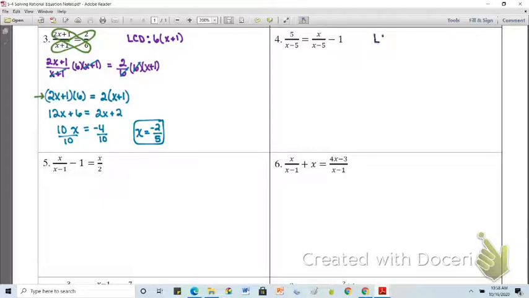On number 4, I only have one denominator. Therefore, that is your least common denominator. So let's multiply every term, and that includes the whole number, by that denominator.